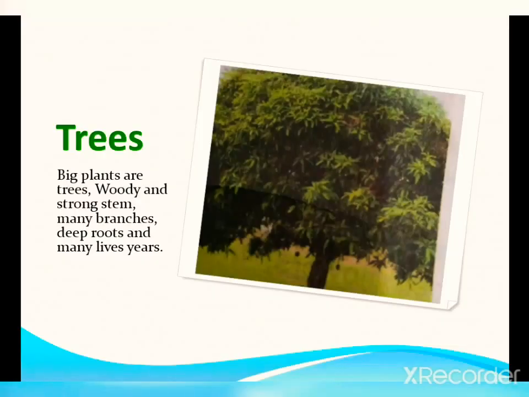First one are the trees. These are the big plants having strong and woody stem, and this strong and woody stem is also called trunk. And these plants live for many years. Their roots are also deeper than other types of plants. You may see the branches are growing very heavily, and these give shade to the humans and other animals. Many examples of trees are there: neem, peepal, banyan, you have seen around you.